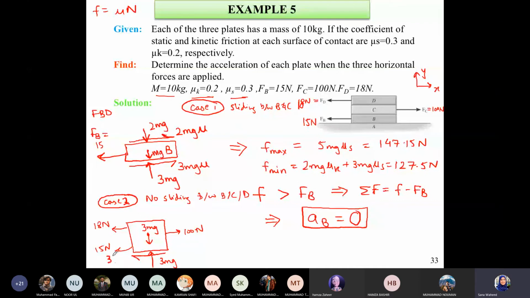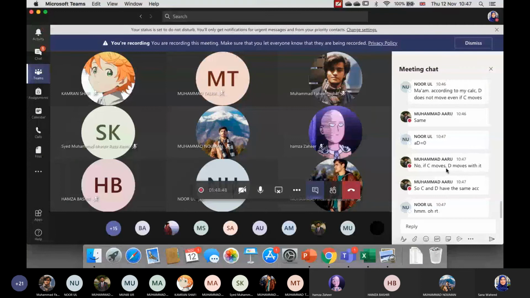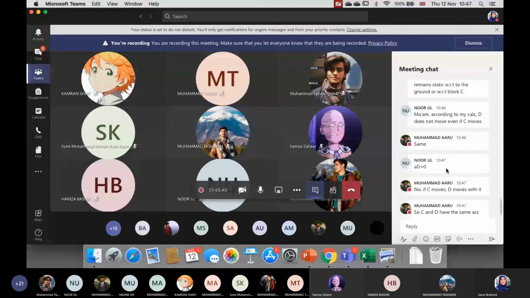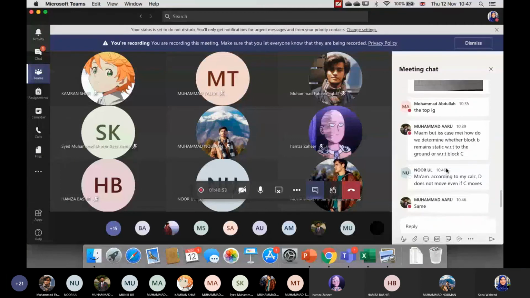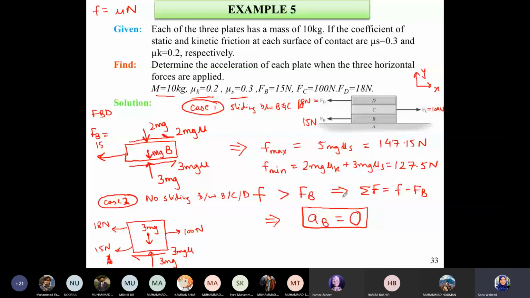My phone is going off because I'm guessing many people are commenting. Can't write here, sorry. So I'll just write it here. 3mg μ. Many people are commenting. Okay. So अभी आपस में discussion. That's okay. So let's come back to this one. Friction force to the left.